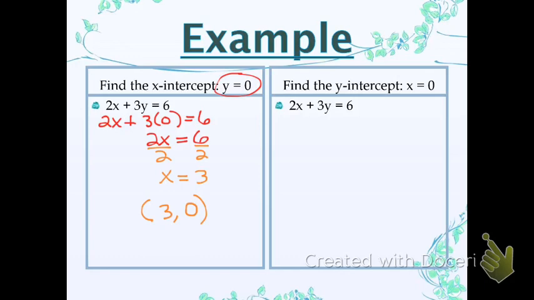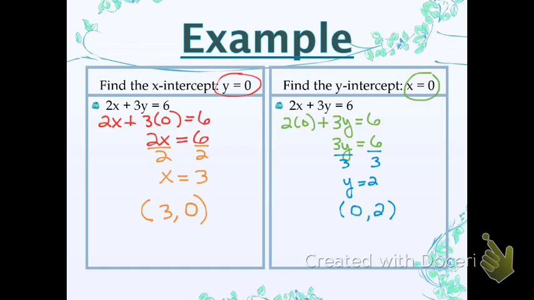To find the y-intercept, I do something similar, but this time I'm putting in the 0 for x, and simplifying and solving for y. So 2 times 0 is 0, and 0 plus 3y is 3y. So when I simplify the left-hand side, I get 3y. And then I solve for y by using inverse operations, and I get y equals 2. My ordered pair solution is x comma y. I got an answer of 2 for y when I plugged in a 0 for x. So the y-intercept is 0, 2.